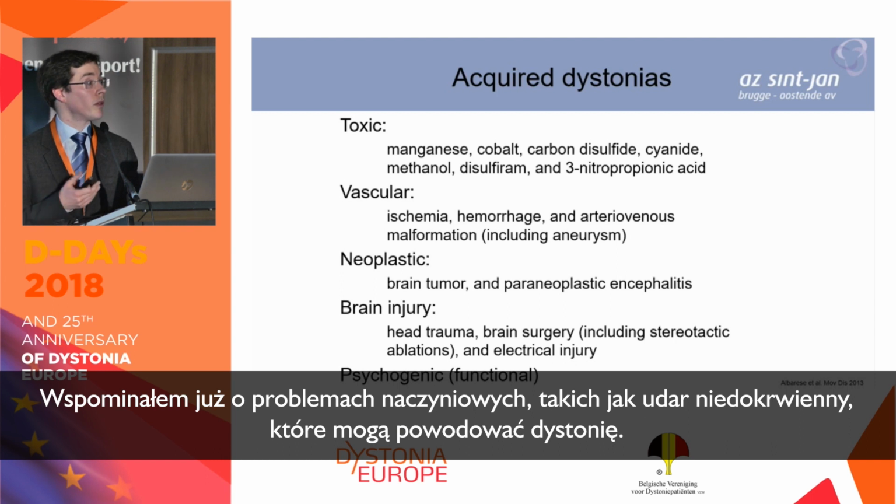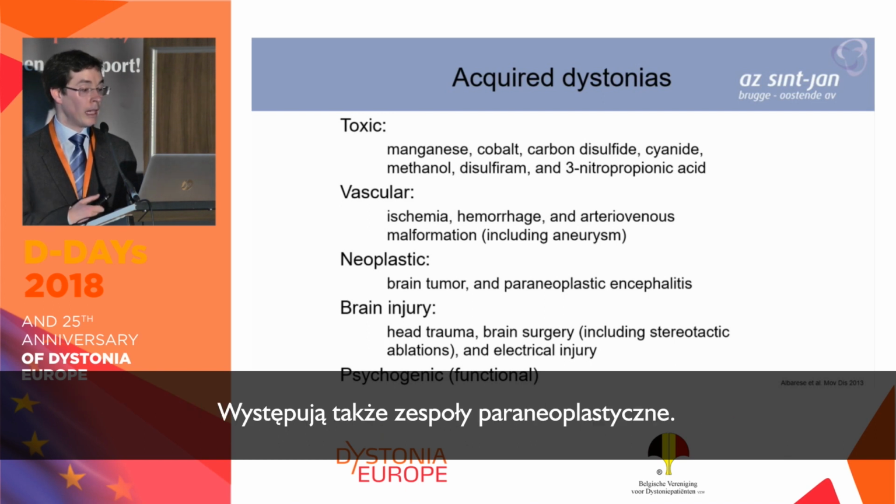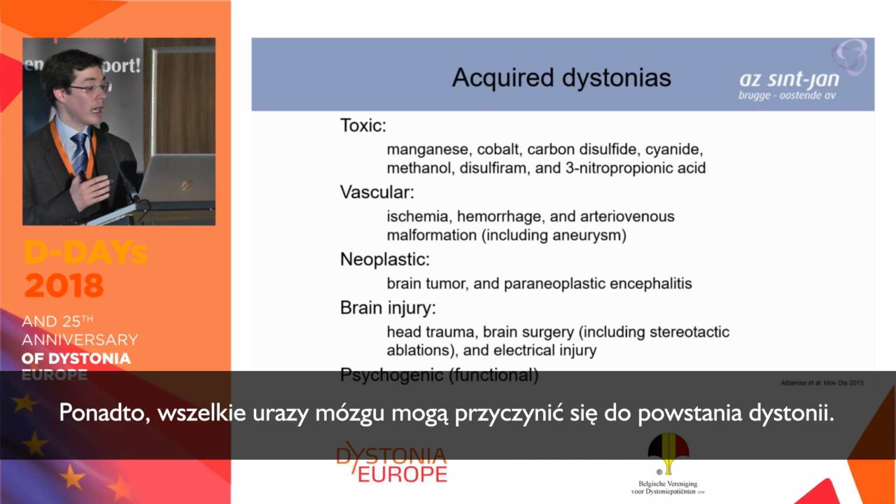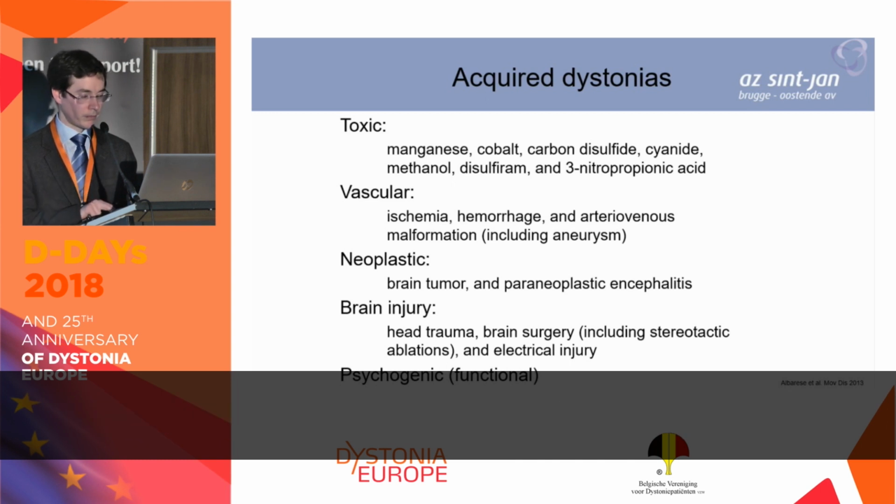I talked to you already about the example of vascular lesions, like an ischemic stroke, that can give rise to dystonia. There are also some paraneoplastic phenomena, antibodies caused by some types of cancer that react against certain brain cells, and these can then cause dystonia. And all kinds of brain injuries can also cause dystonia.